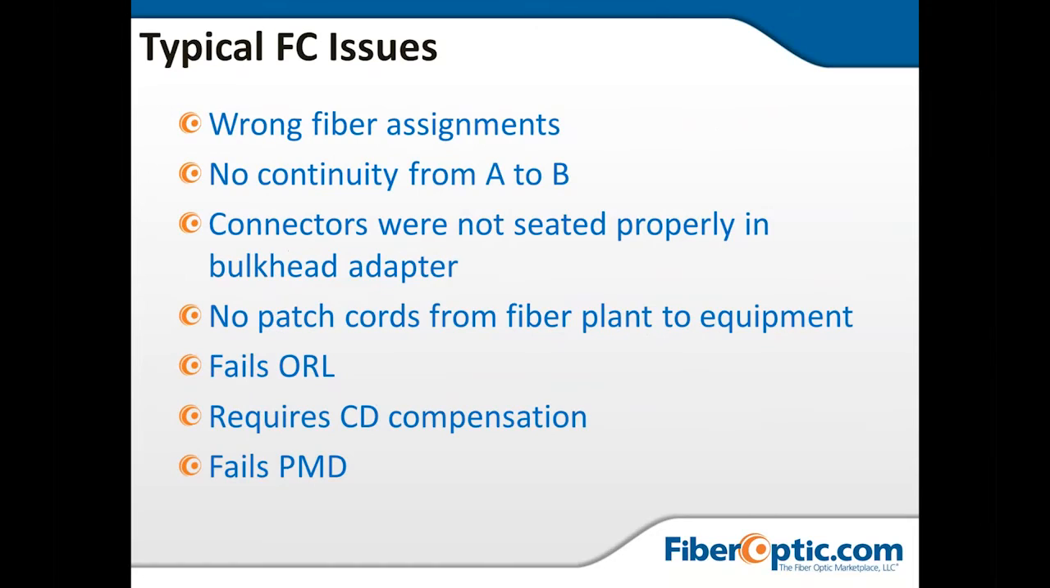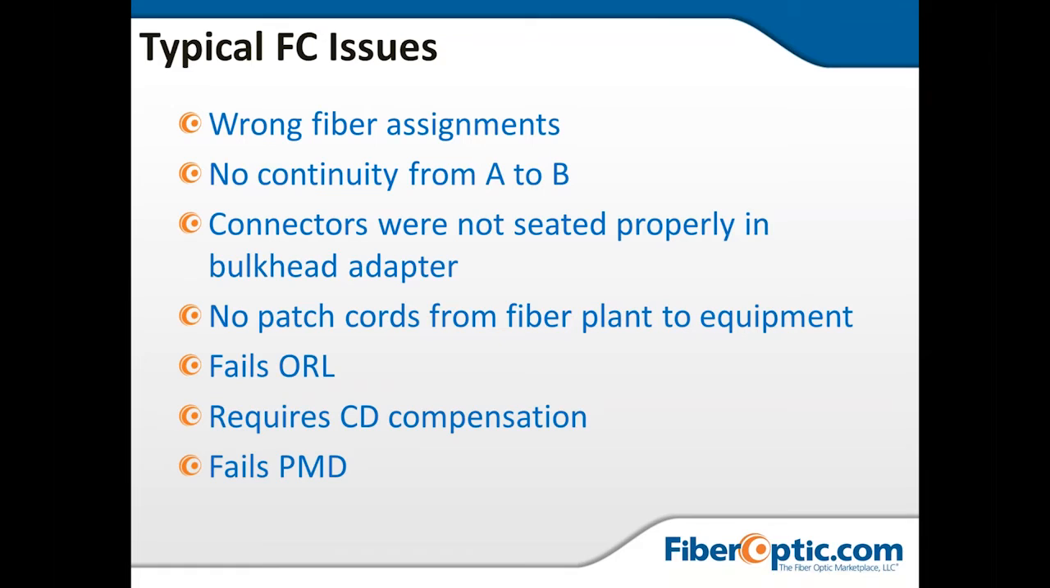So some typical issues when a fiber characterization tech arrives in the field. Some of the things we see: wrong fiber assignments. I can't tell you the number of times I've been sent out to test 2 fibers and find out those weren't even the fibers I was supposed to be looking at, or something is connected to them and I can't unplug them. Any number of ways that incorrect data keeping has led to some tech being sent out to the wrong fibers.